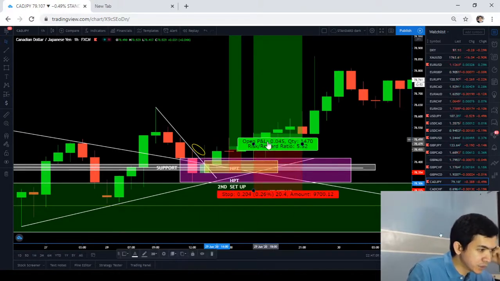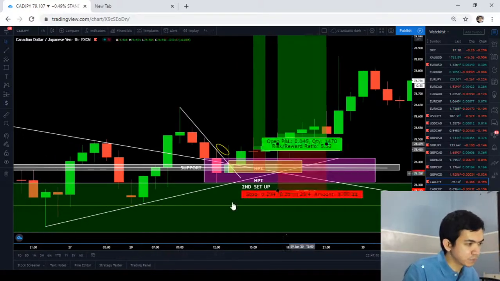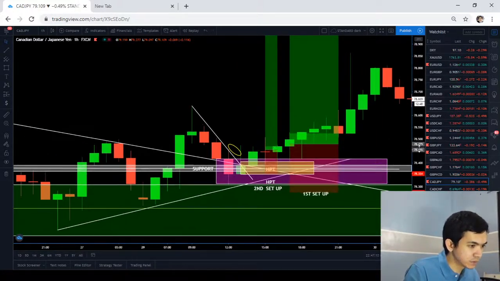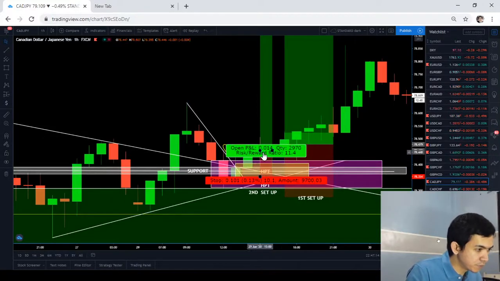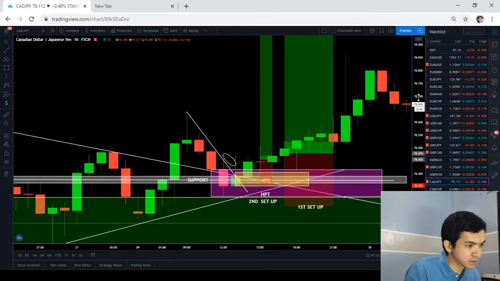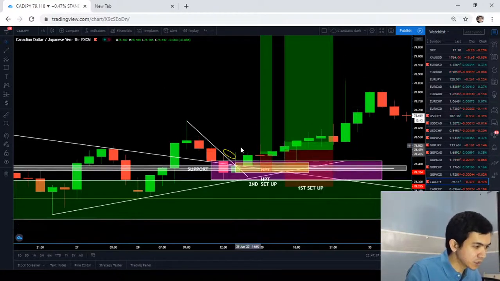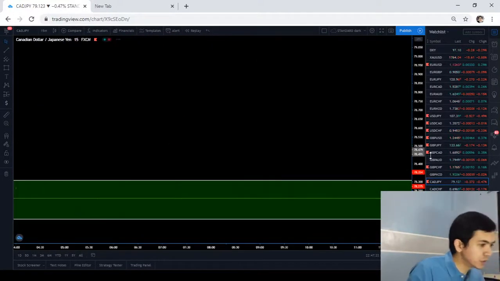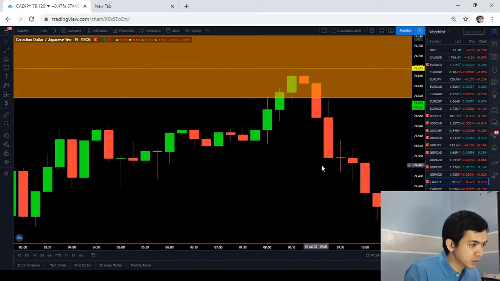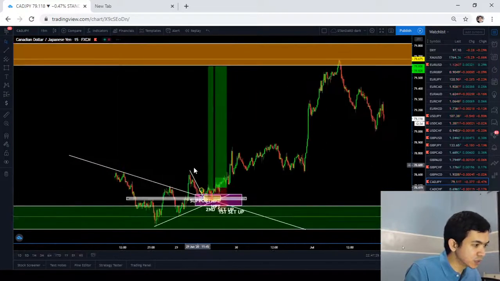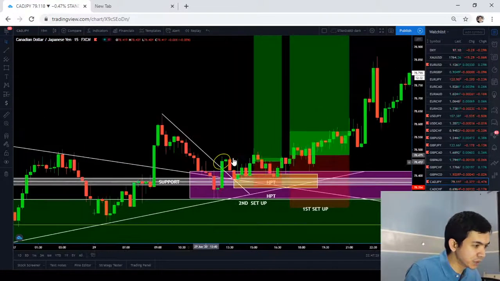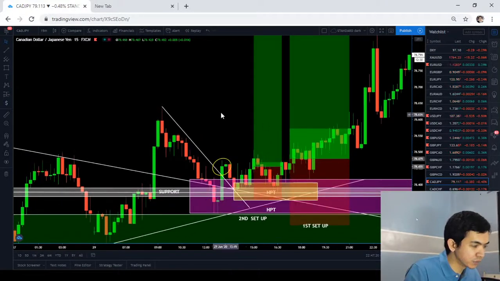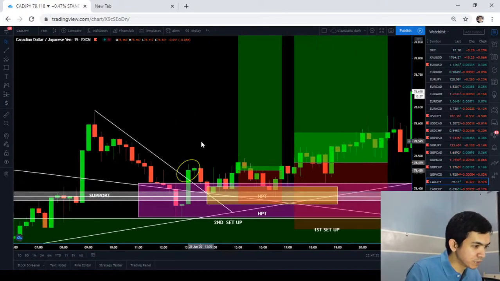Kanina, meron tayong 1:5. Okay, 1:5. Ito, ano nangyari dito? Meron tayong 1:11, guys. So, just using my TFP wire system, doing the same thing from 1 hour perspective for the entry, going back to 15 minutes for the same setup.